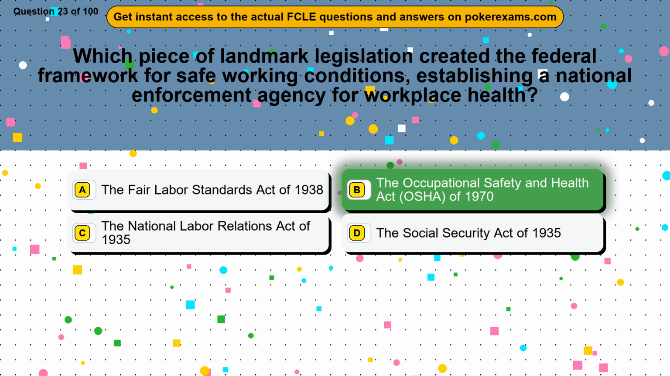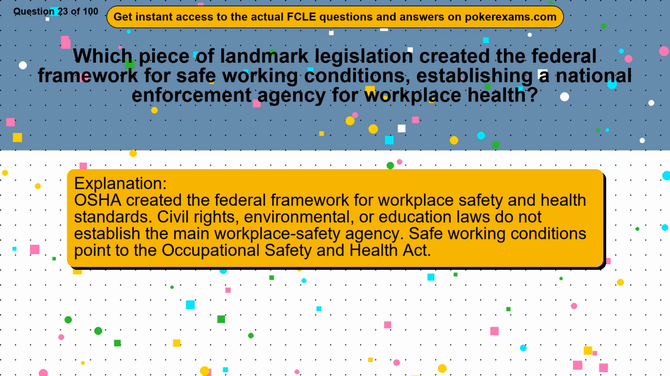The correct answer is option B, the Occupational Safety and Health Act, OSHA, of 1970. OSHA created the federal framework for workplace safety and health standards.